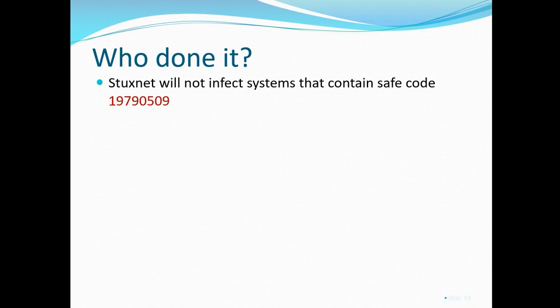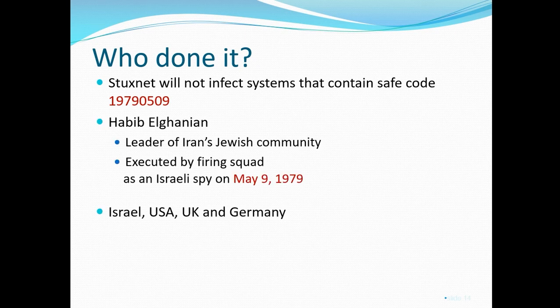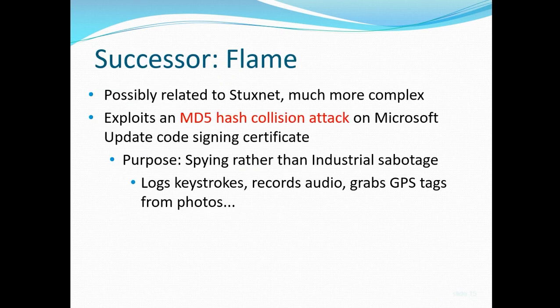It is still unclear who actually built this malware, but it has been examined that Stuxnet will not infect systems that contain the code 19790509. It is the execution date of Habib Elghanian, who was an Israeli spy. Researchers think that it was built by Israel, the US, the UK and Germany. So it is clear that it affects just industrial equipment. Therefore, we are safe, right?